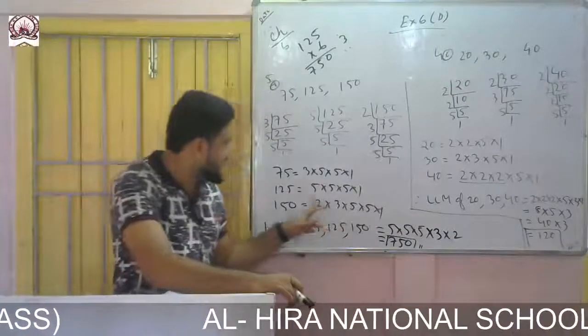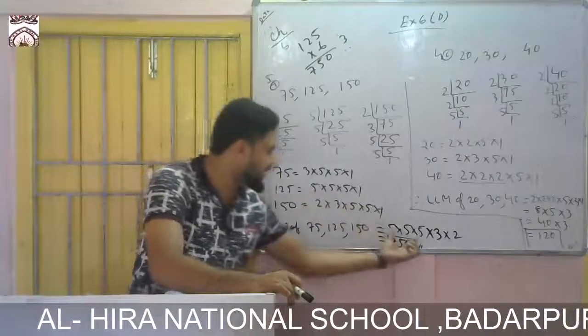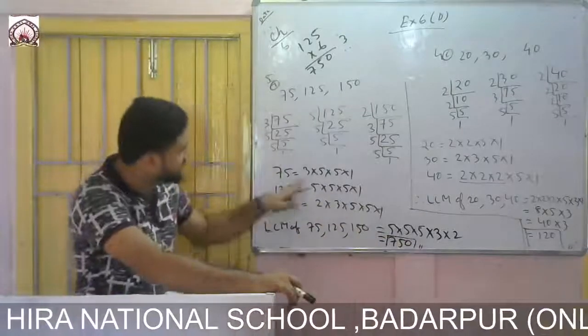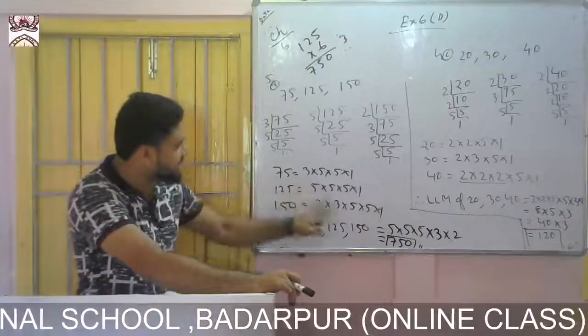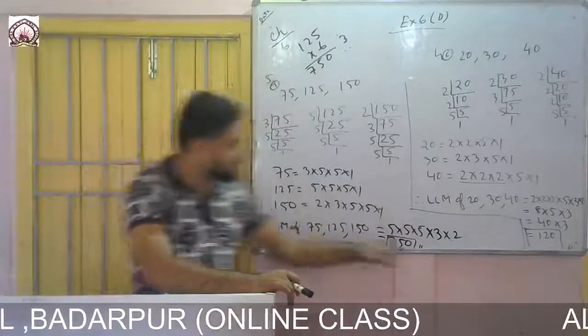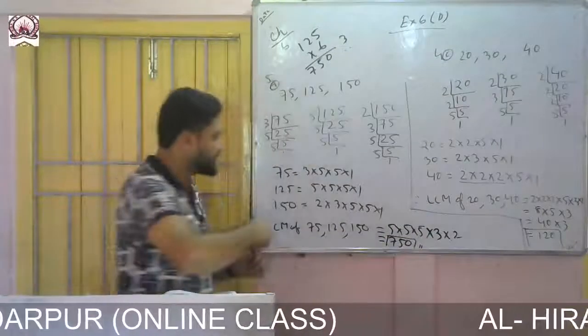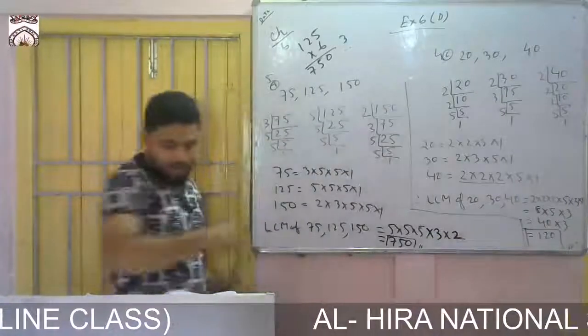The highest factor that is repeating is 5, so I have taken 5. 3 is repeating one time in every case, so I took 3. And remaining is 2, only one 2, so I need to take 2.